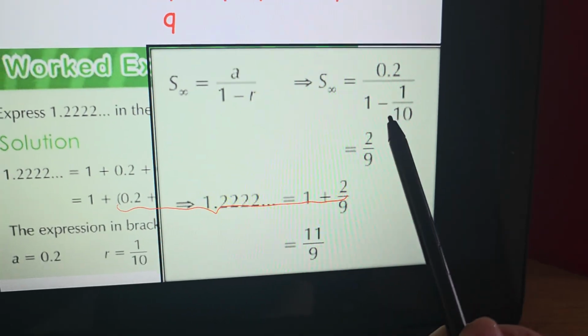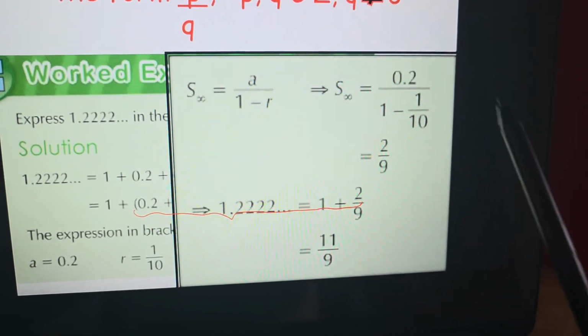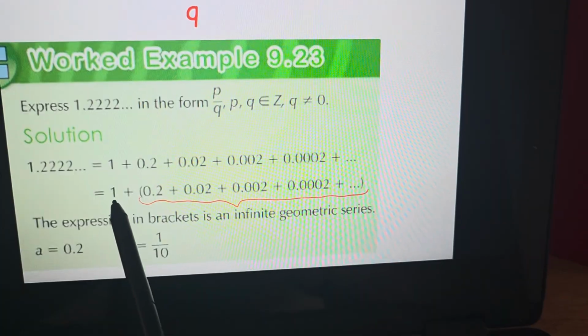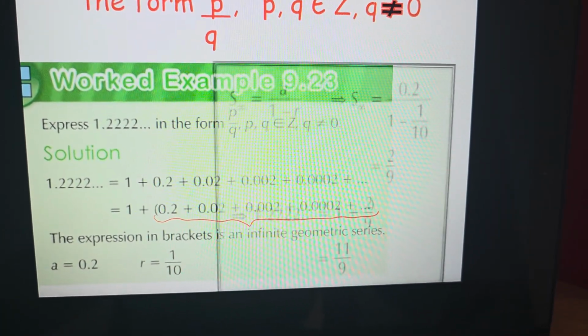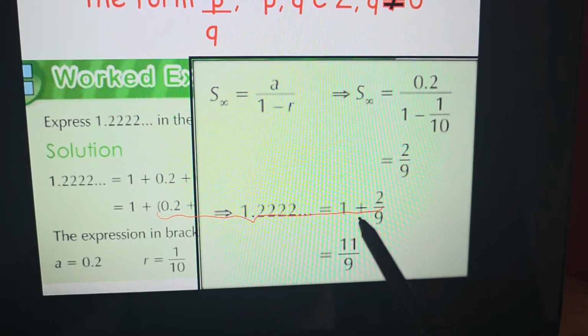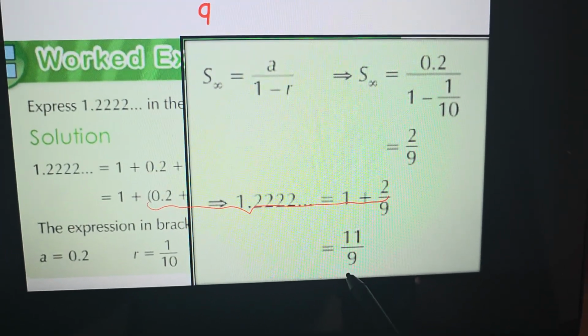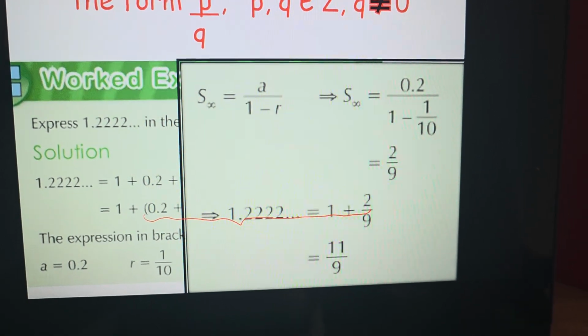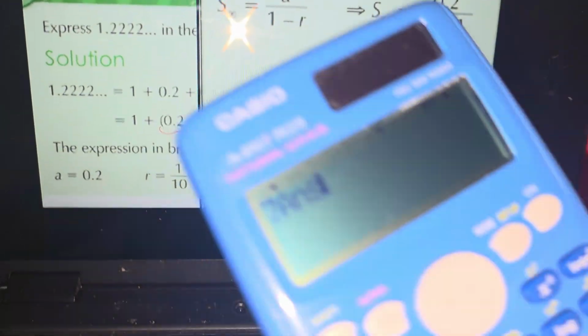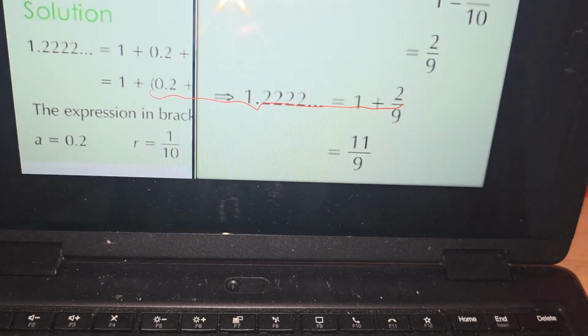Now, I'm not finished. That was just the sum of the series part. But if I go back, remember the 1? I now have to add 1 onto the answer I got for the sum of the infinite series. So 1 plus 2/9 gives you the 11/9. And I already knew that's what it should be because I had checked it on the calculator. Okay.